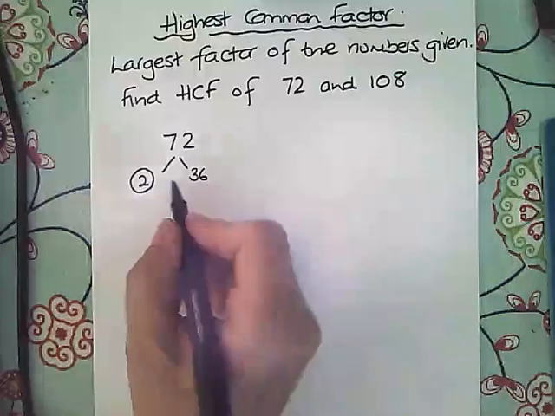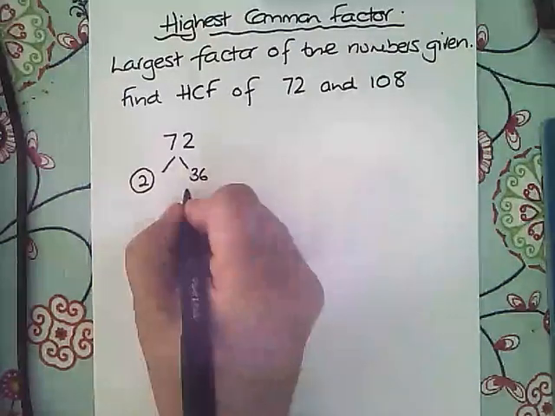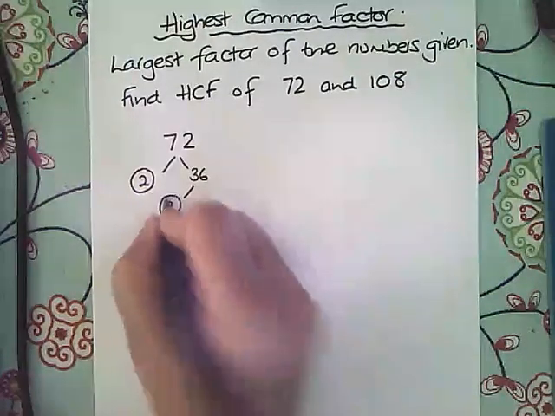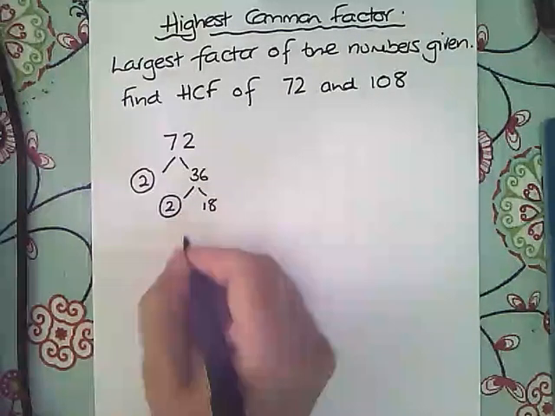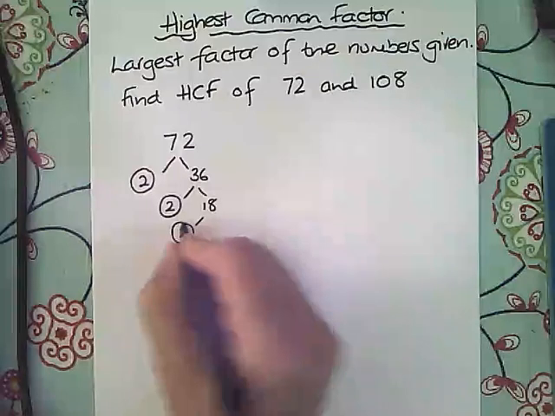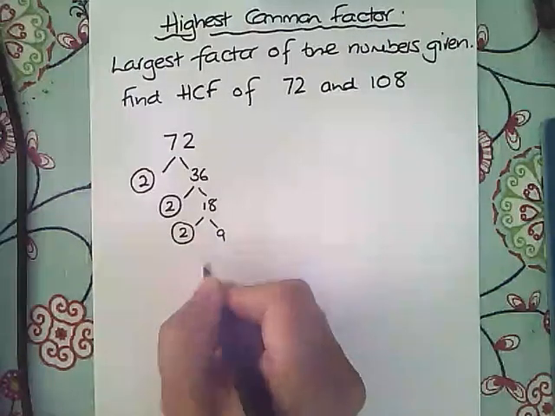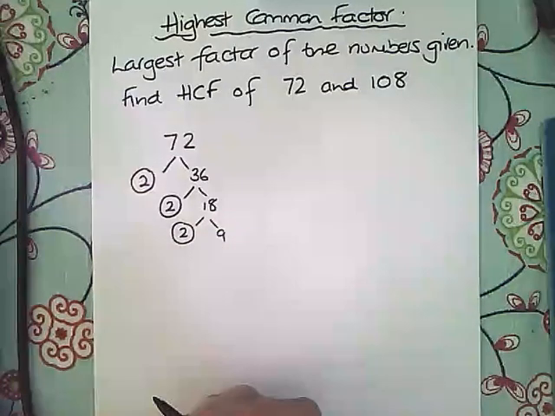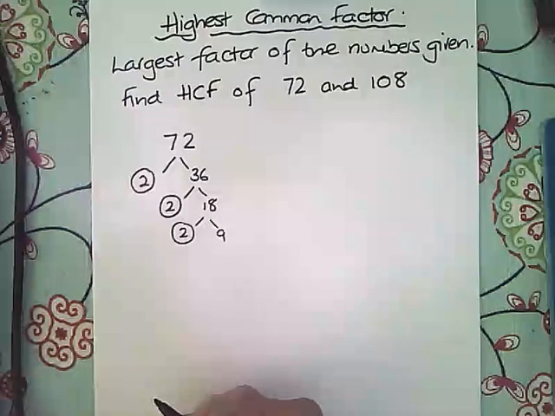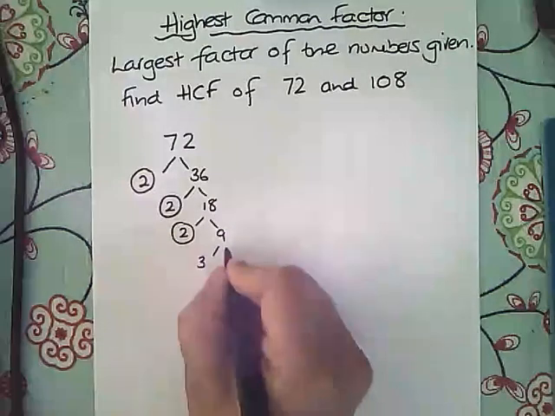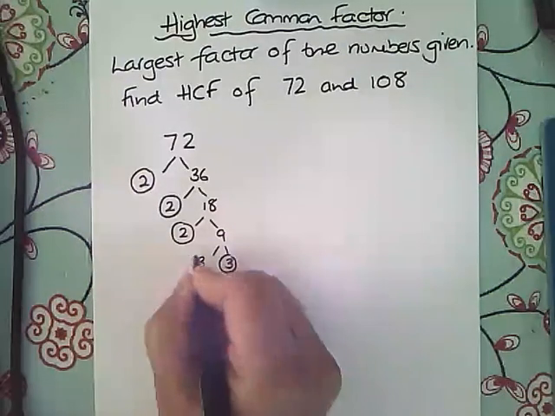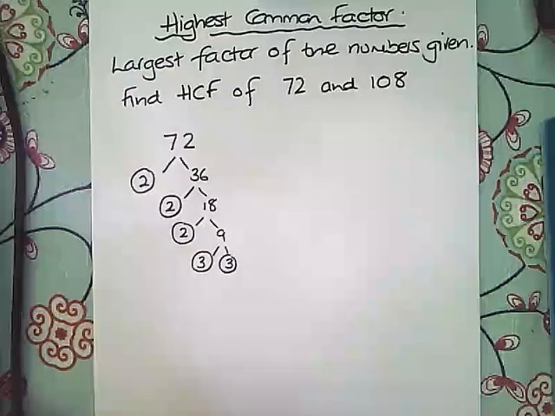Then we look at the 36. Is that an even number? Yes, it is. So 2 goes into that, and that is 2 times 18. 2 goes into 18, 9 times. 9 is not an even number, so we use the next prime number, and the next prime number is 3. 3 goes into 9 3 times, and that is the end of our factor tree for 72.